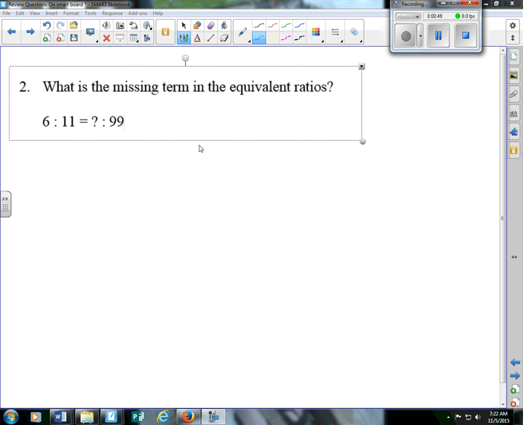Next question. What is the missing term in the ratios? What do we have to do to 11 to make it 99? We're going to times it by 9. Whatever you do to one, you have to do to the other. 6 times 9 is 54.